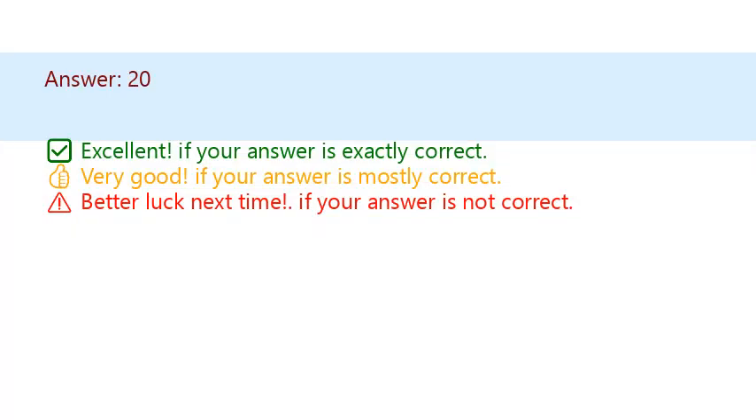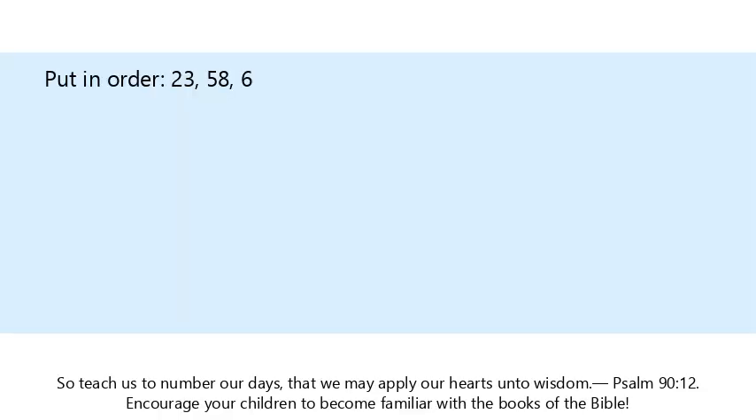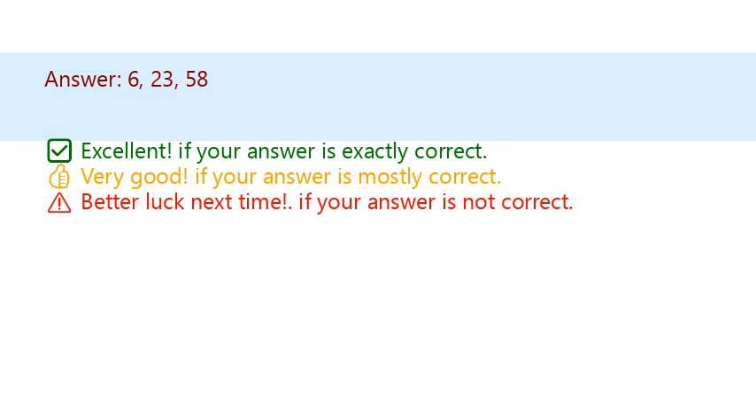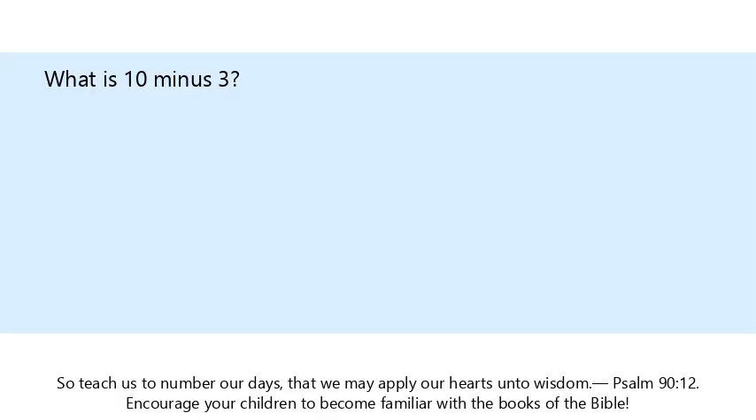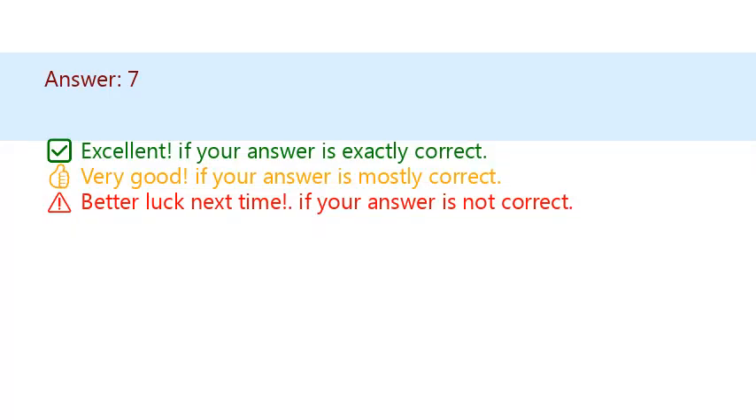Answer, 20. Put in order, 23, 58, 6. Answer, 6, 23, 58. What is 10 minus 3? Answer, 7.